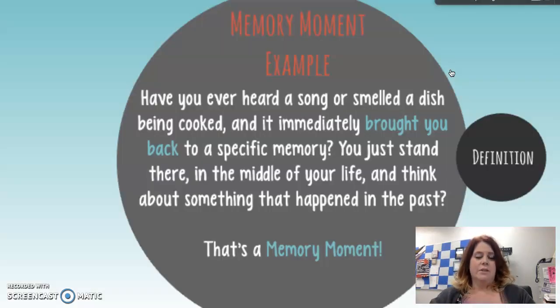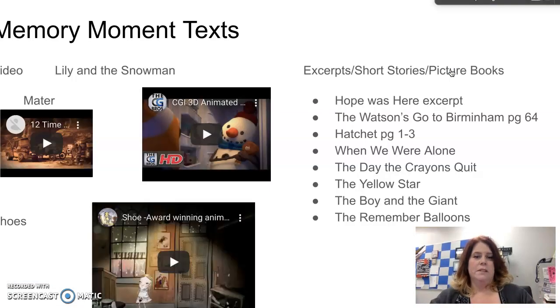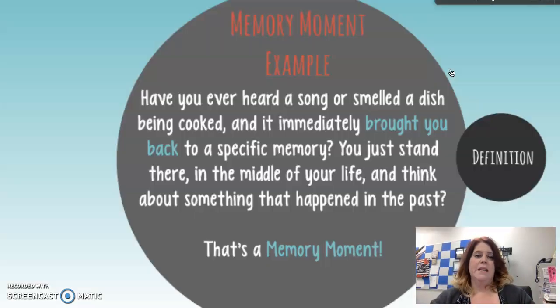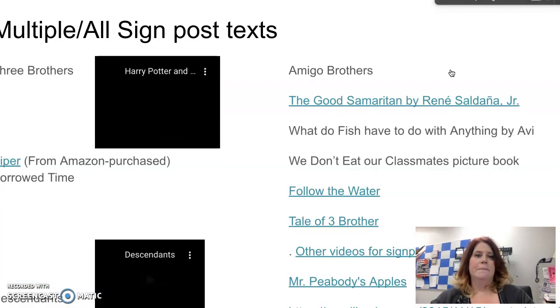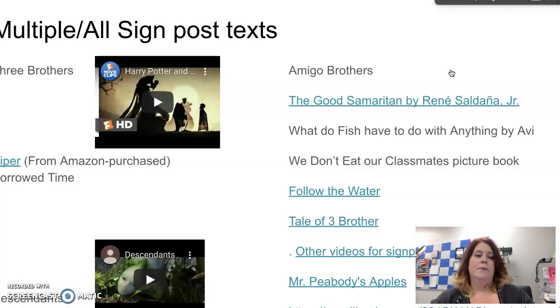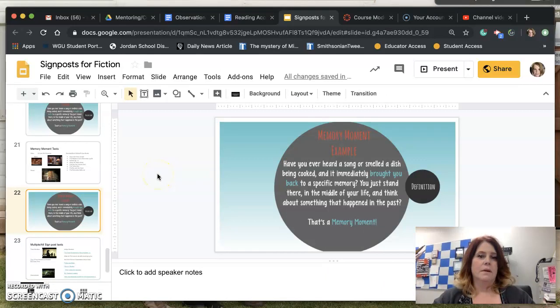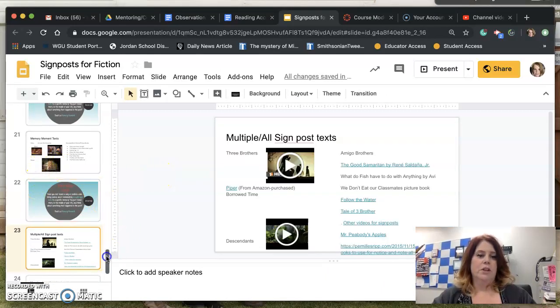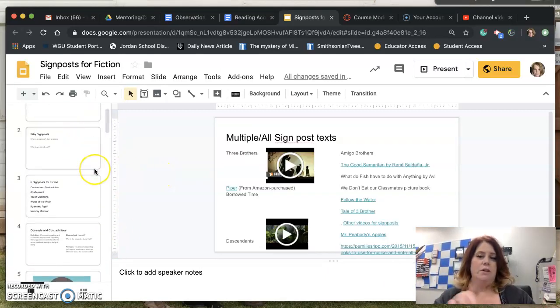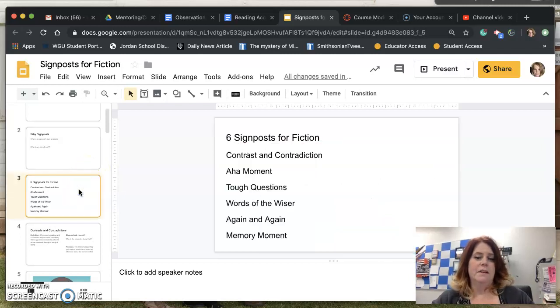And then there's another example, there's some text for memory moment, and then at the end of the presentation, there are some more videos for all the different signposts, and these are all links in blue. You can look at the actual slide presentation I put in Canvas, but here again are all 6.